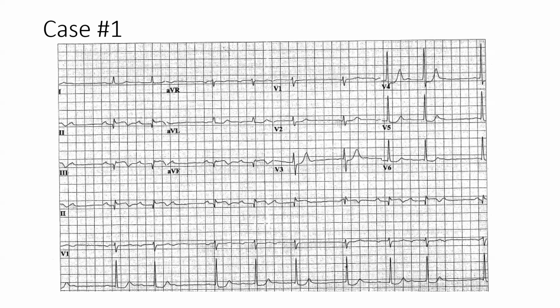So obviously I see a narrow complex brady with about 1, 2, 3, 4, 5, 6, 7, 8, 8.6, about 48. Perfect. And then it is irregular. And then the most notable things are the ST elevations, 2, 3, aVF. Great. That's notable, right? Everyone see that, 2, 3, aVF. There's ST elevations.